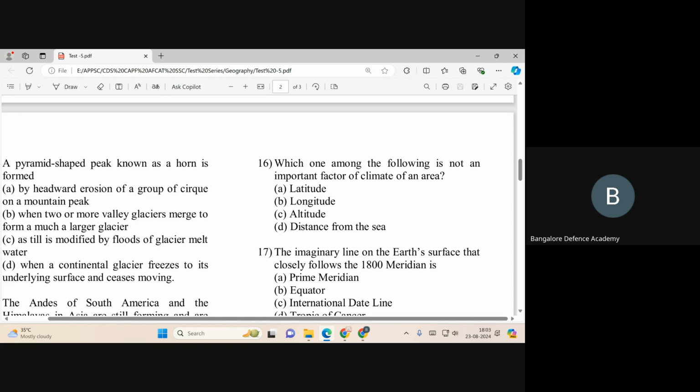So what is the answer? Longitude. For example, you are at 10-degree longitude and another place is at 20-degree longitude, but both are at the same latitude. Will any change be there? No, because longitude will not define your climate or your temperature, because both will receive the same amount of sunlight. Clear?